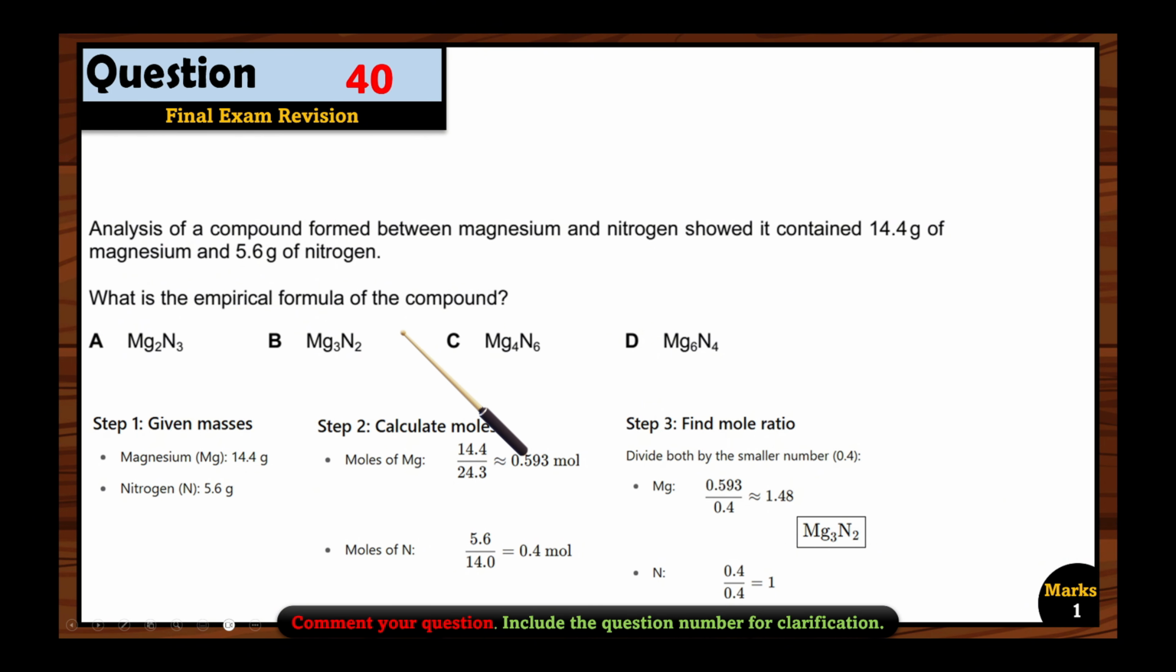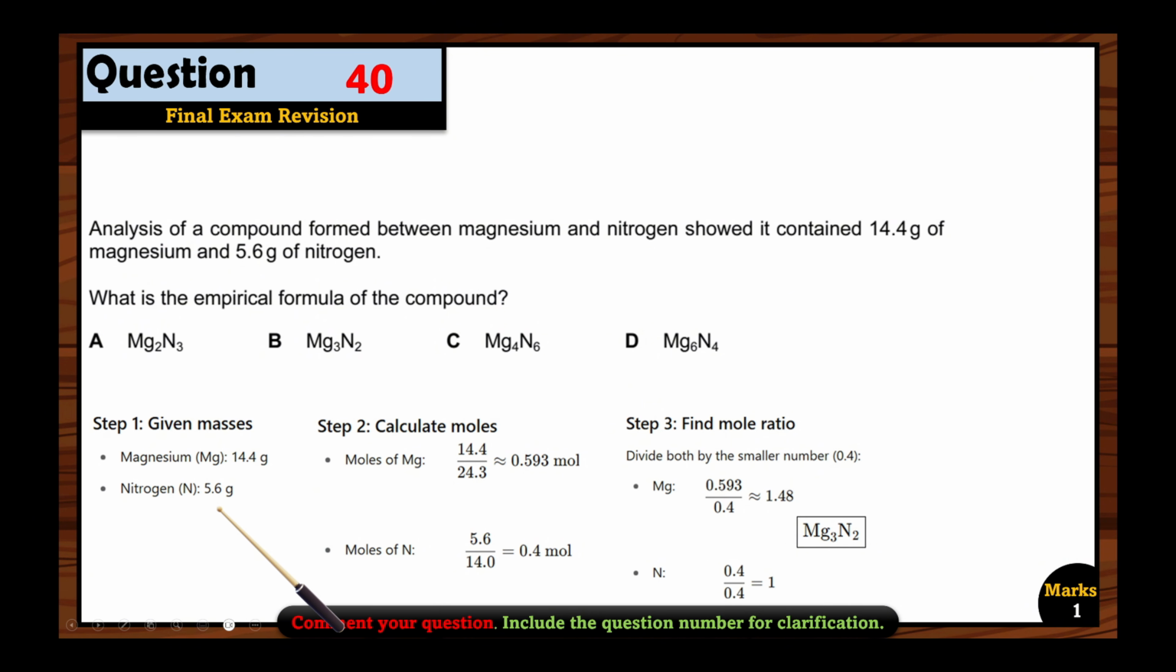First of all, to find the empirical formula, you have to calculate the number of moles. And how can you calculate the number of moles? You already know the formula: the given mass divided by the formula mass, or the atomic mass, which is given in your periodic table, right? So atomic masses are already given in your periodic table, but you should know the given mass. If you see this question, the masses are already given for magnesium and for nitrogen. So step 1 is to note that the masses are given: for magnesium it is 14.4, and for nitrogen it is 5.6. Now the second step is to find the number of moles, right?